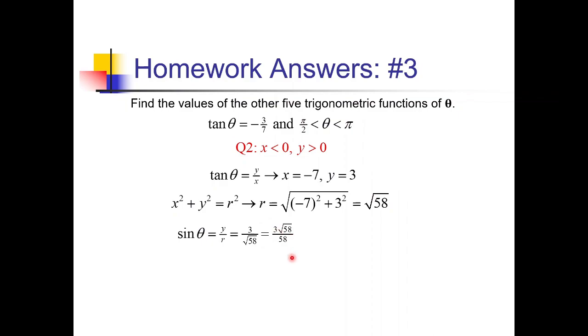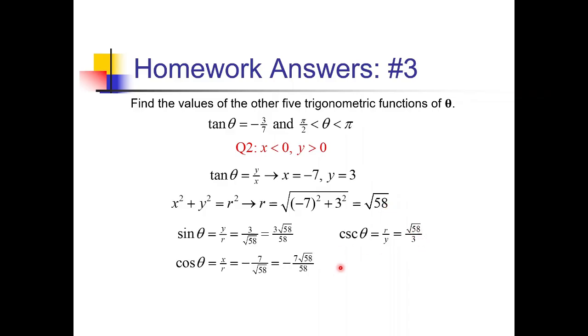Let's do cosine next. That's going to be x over r. So now we have negative 7 over radical 58, which I can simplify to negative 7 radical 58 over 58. Again, I'm just multiplying by root 58 over itself. Next up, we would do tangent, but they actually already gave that to us. It's negative 3/7. So we move on then to the reciprocal of sine, cosecant, which is r over y. So in this case, we've got radical 58 over 3, which we don't have to do anything else to simplify.